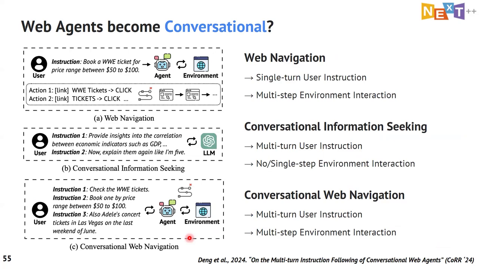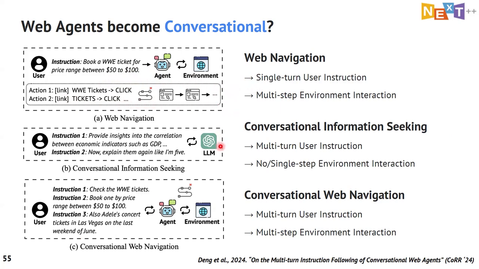And here I want to think about what happens when web agents become conversational. It means that we are not limited to handling individual task instructions, but are further required to engage in multi-turn conversations. Here is an example for illustration. The current web agents mainly target the web navigation problem, which handles a single turn user instruction, as shown in this example: book a WWE ticket for a price range from $50 to $100. It's an individual user instruction, and with it the web agent will interact with the environment through multi-step environment interaction, so it will take a sequence of actions as mentioned before.